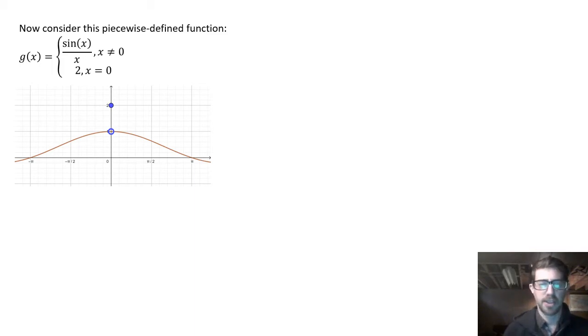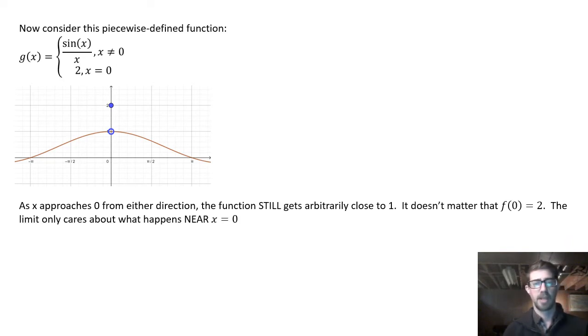If you think about everything I just said, as x approaches 0 along the curve from either direction, the function becomes arbitrarily close to 1. Except now it jumps up and just is defined at 2. But that doesn't matter. Just think about those words. As x approaches 0 from either direction, the function gets arbitrarily close to 1. It doesn't get arbitrarily close to 2. It just jumps up to 2. So the point is that the limit is exactly the same.